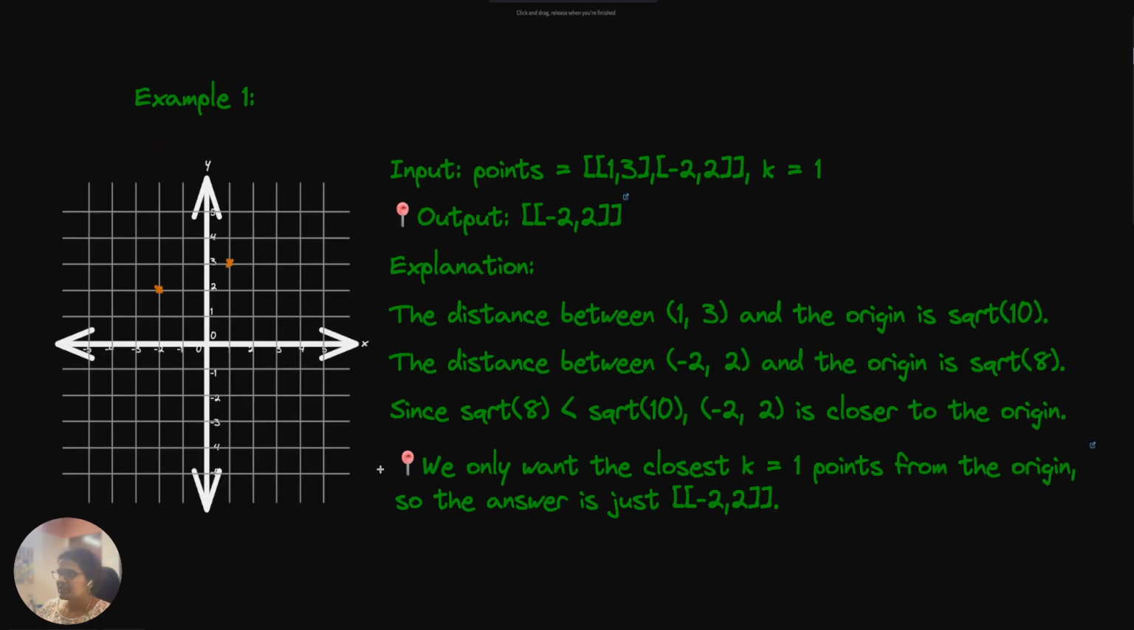The first example is this is the graph we are given. These are the 2 points 1 comma 3 and minus 2 comma 2. Okay, the distance between 1 comma 3 and origin is square root of 3 square plus 1 square, which is square root of 10. And for minus 2 comma 2, it's square root of 8. So square root of 8 is smaller than square root of 10, which is why this is the closest point. Okay, and in the given problem k is 1, which is why we will just return minus 2 comma 2.